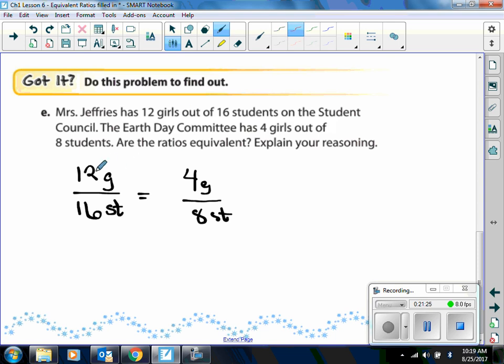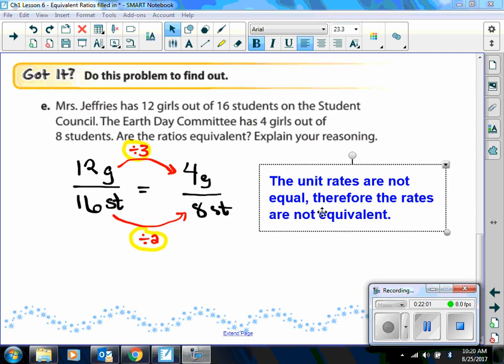So, how do I get from 12 to 4? Divide by 3. How do I get from 16 to 8? Divide by 2. Did I write the right numbers up there? 12 to 16 and 4 to 8. Very good. So here, if you'll notice, we divided by 2 different numbers. So, are these ratios or are these fractions equivalent? No, they are not. Very good. So you can also say they are not proportional. The unit rates are not equal, therefore these rates are not equivalent.